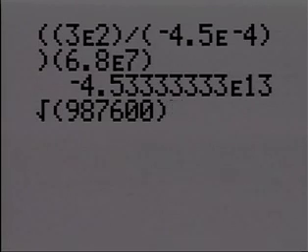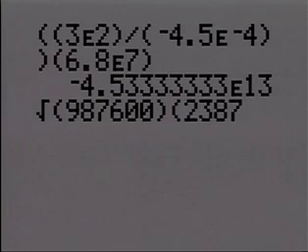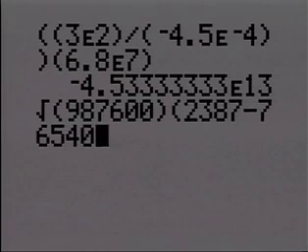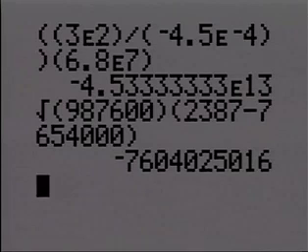Now I want to multiply that by 2,387 minus, be careful that you use the minus, not the negative key. Let's see, 7,654,000. Now I'm going to push the enter button, and I get negative 7,604,025,016. Well, let's translate that to our paper and then think about how to write that in scientific notation.